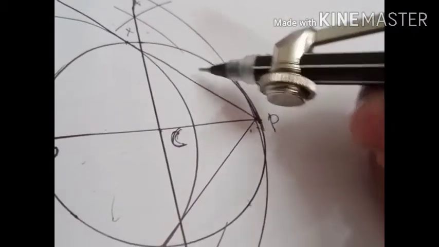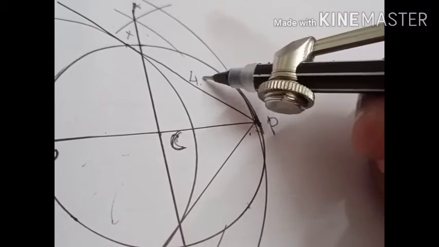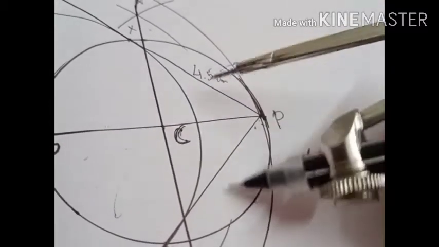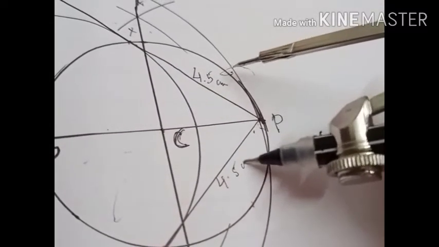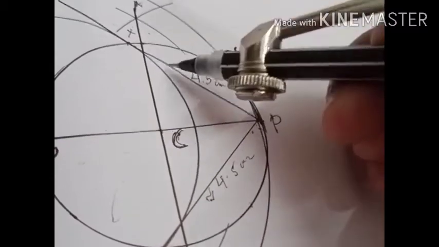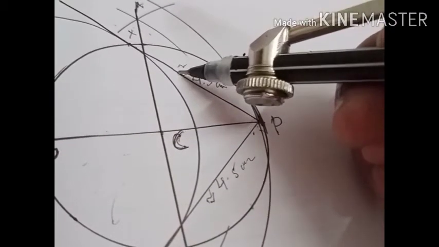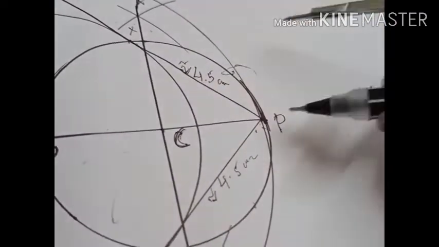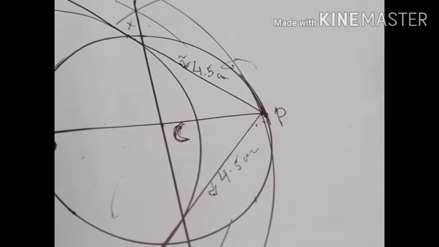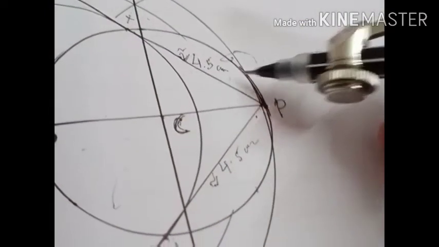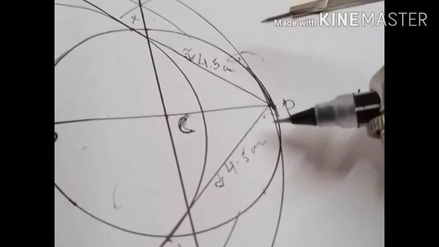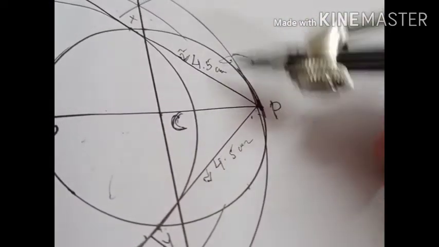When we use the ruler, we will get it as approximately 4.5 centimeters. Not actual, it is only approximate. It is between 4.4 and 4.5, so we can write it as 4.5. These are the measures of the tangents.